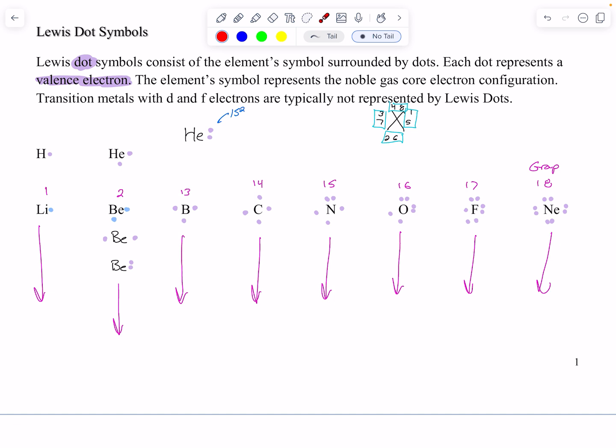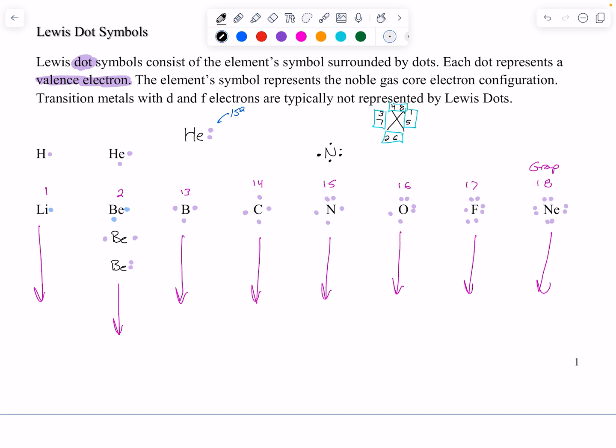Does it matter? If you did nitrogen and you had 2, 3, 4, 5, and you did it that way, is that wrong? Absolutely not. That's perfect. I'm happy with that. No issues. So Lewis dots, pretty straightforward, and we introduce them in this chapter, but we don't do them for the next couple chapters, which is fine.